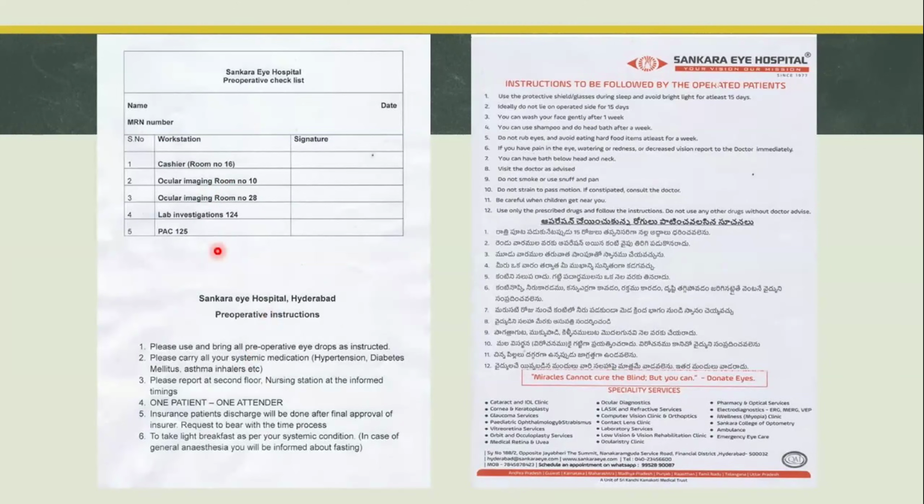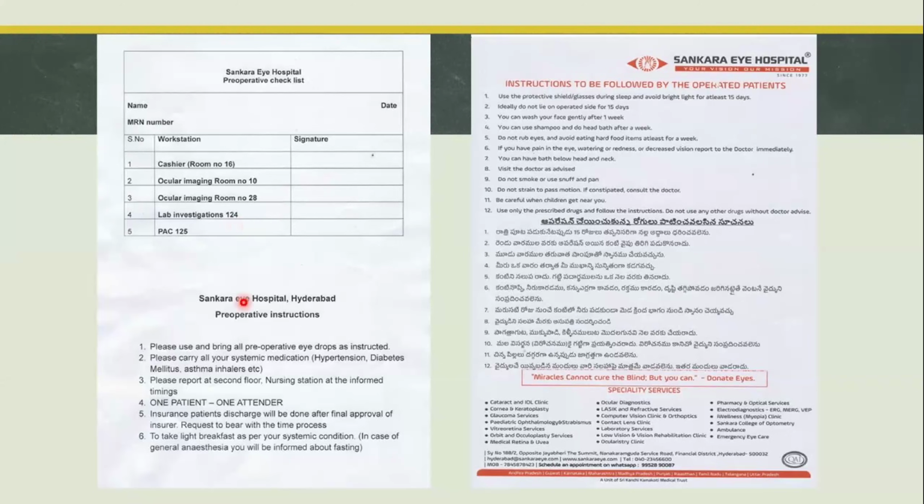First they have to visit room number 16, then the ocular imaging room. In room number 10 we do IOL calculation, A scan, specular, and we test for the PAM and the color vision, and we include OCT as a mandatory test in our protocol, and then lab investigations and PAC, the pre-anesthetic checkup.